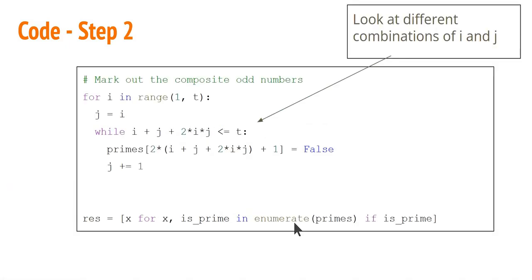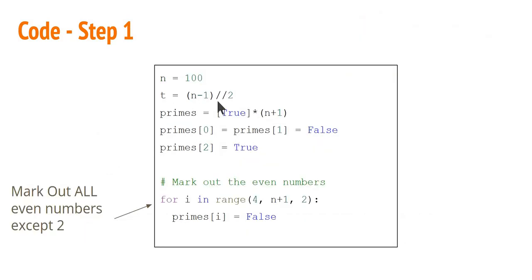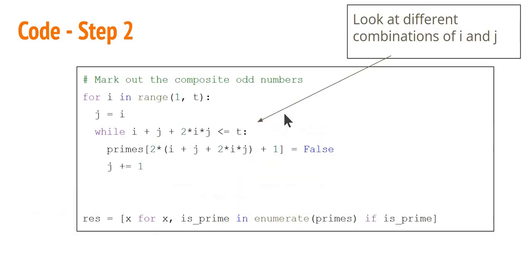Now comes the interesting bit, the odd numbers. So I look at combinations of i and j. Remember, I need to go on until i plus j plus 2ij is less than or equal to t. t is (n minus 1) floor division 2. The reason is very simple. Basically, I'm not looking at this number itself. I'm looking at 2 times this plus 1.